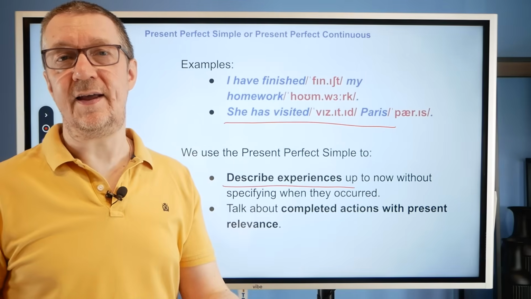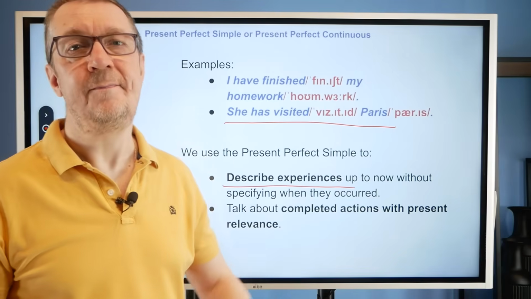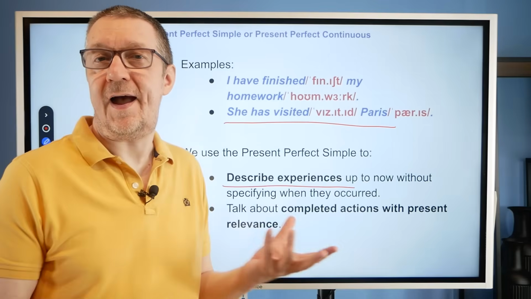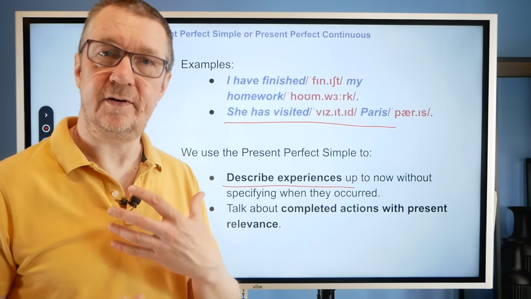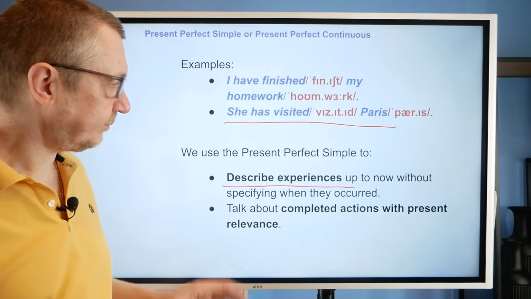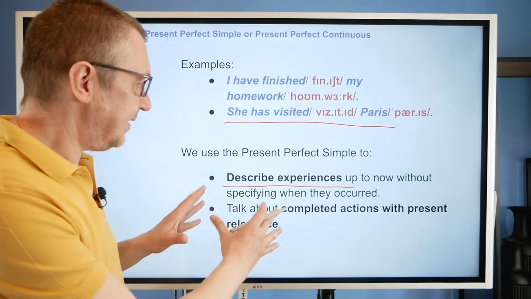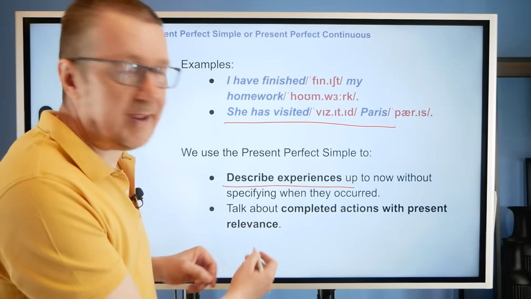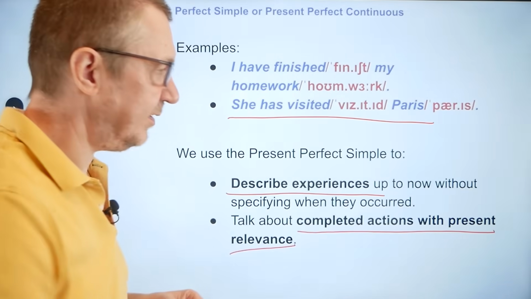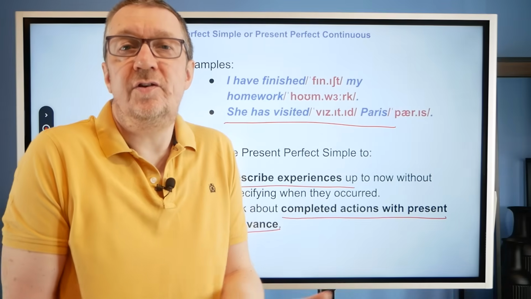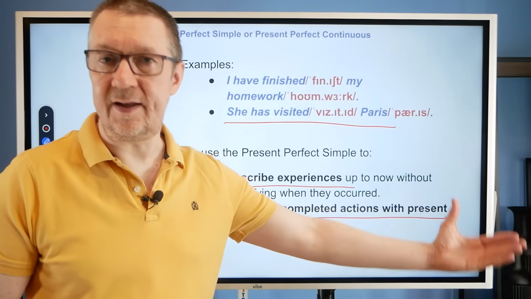And it also works in the negative. I haven't read the book. I haven't visited Paris. I haven't seen the film. So then we know that experience is not with you. Okay, so this is why this is very important. And actually, it's the same as what we're looking at here. So completed actions with present relevance. Okay, so do you want to see the film? I don't, because I have seen it.